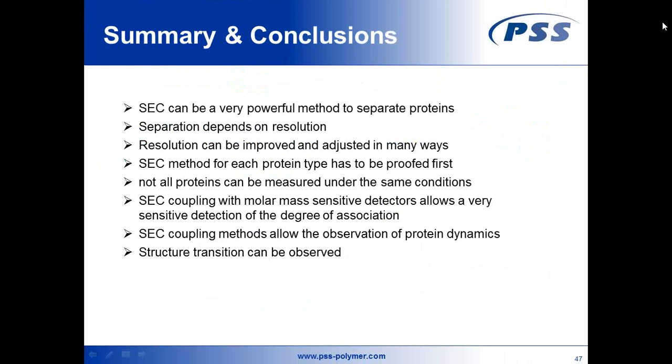So for smaller molecules, as long as the signal intensity is high enough, you can use the light scattering detector for molar mass determination. For radius of gyration information, the protein has to be large enough. And viscometry will also work for smaller size proteins.